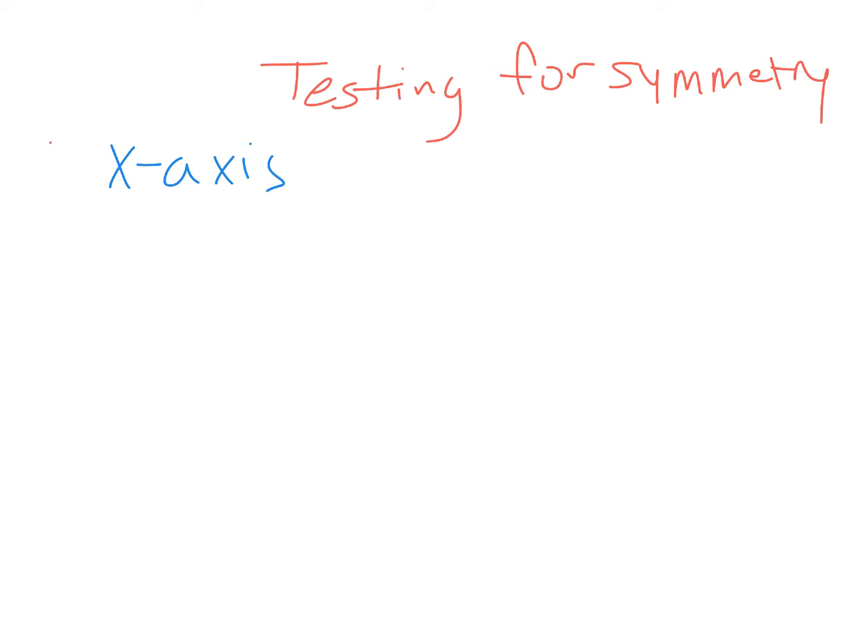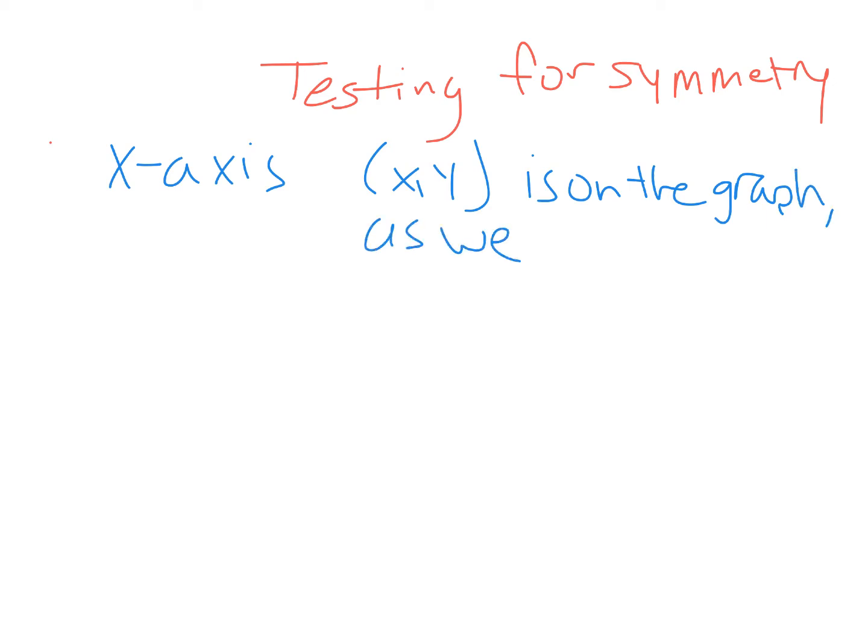We know a function is symmetric with the x-axis when x comma y is on the graph, as well as x comma negative y. Okay, so if you're given a function and you plug in just x for x and then negative y where you see a y, and it's the same function, it will be symmetric over the x-axis.